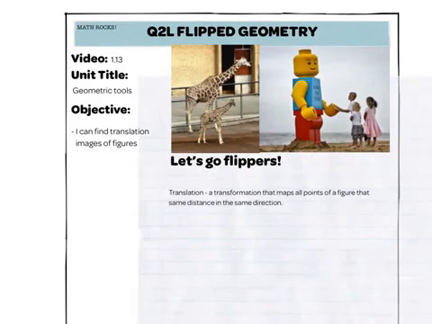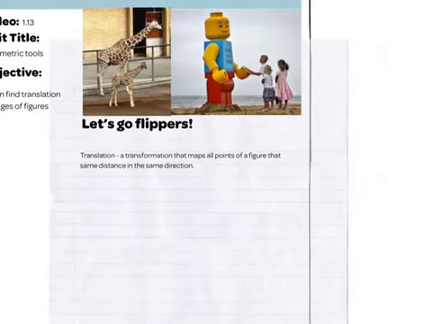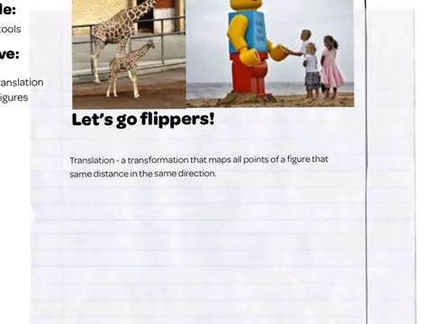Right, hello students, this is video 1.13 and the objective is I can find translation images of figures. So what is a translation, you might want to know? Well, I'm going to tell you. A translation is a transformation that maps all points of a figure the same distance in the same direction.